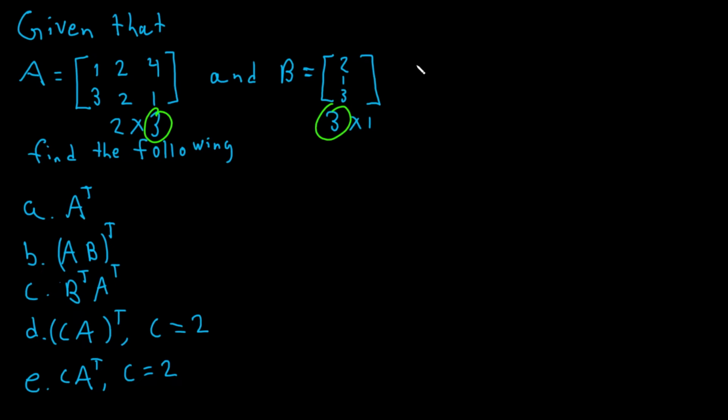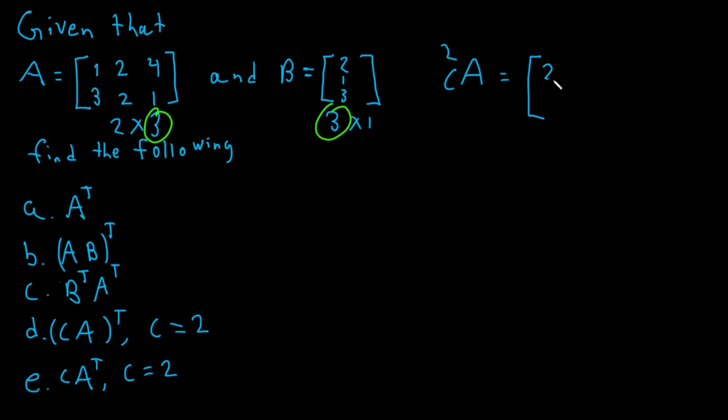We can take C times A, where C is just 2 and A is this matrix right here. Remember, we're just multiplying a constant by every single term in A, so we just go ahead and do that.